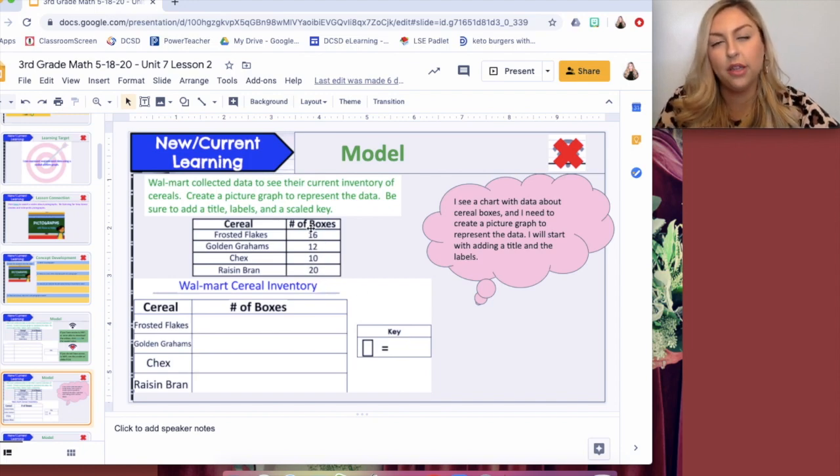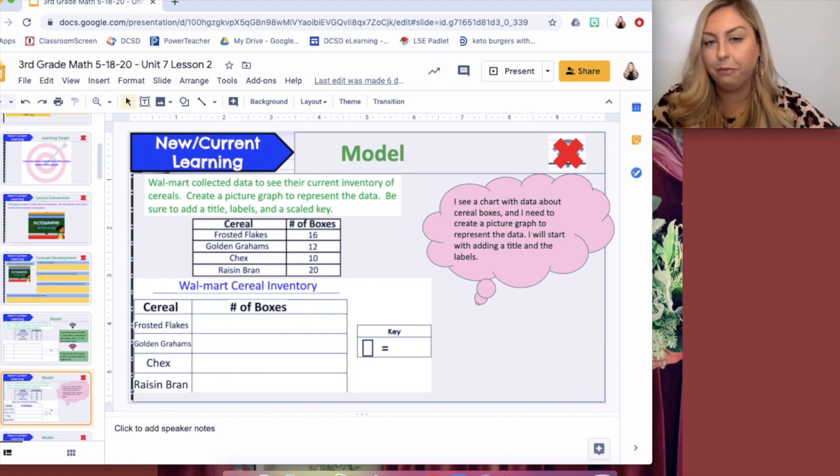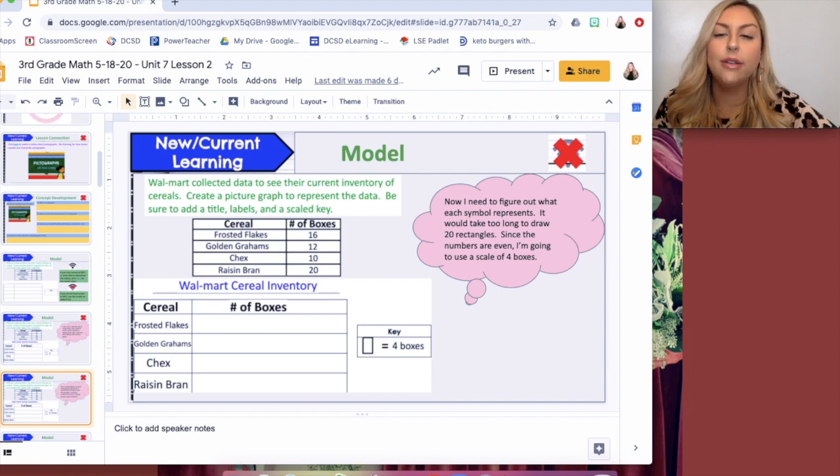Look at those numbers and think about an easier way. Would we want to draw 16 boxes or 20 boxes? Would there be an easier way? All right, so now it says that I need to figure out what each symbol represents. It would take too long to draw 20 rectangles. Since the numbers are even, I'm going to use a scale of 4 boxes. So each little square like this is going to stand for 4 boxes.